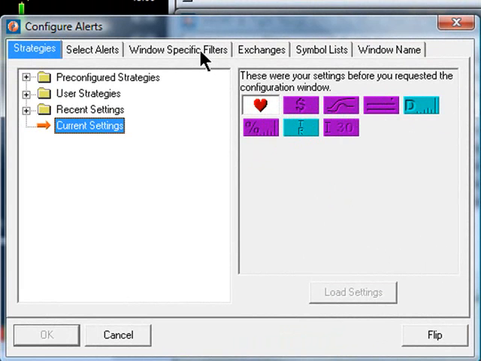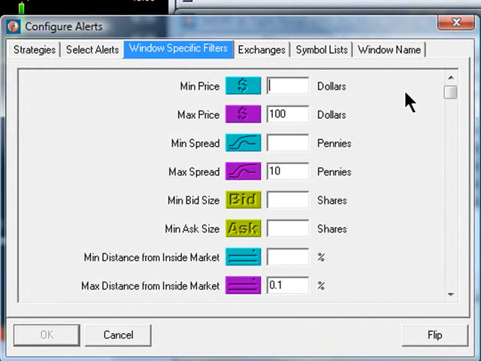So let's click on this tab. Here are my window specific filters. I have no minimum price, but I have a maximum price of $100. I have a maximum spread of 10 cents just to make sure that I don't see stocks that are really trading wide like a dollar or $1.50 where I could get hurt if I was going to try to get in.